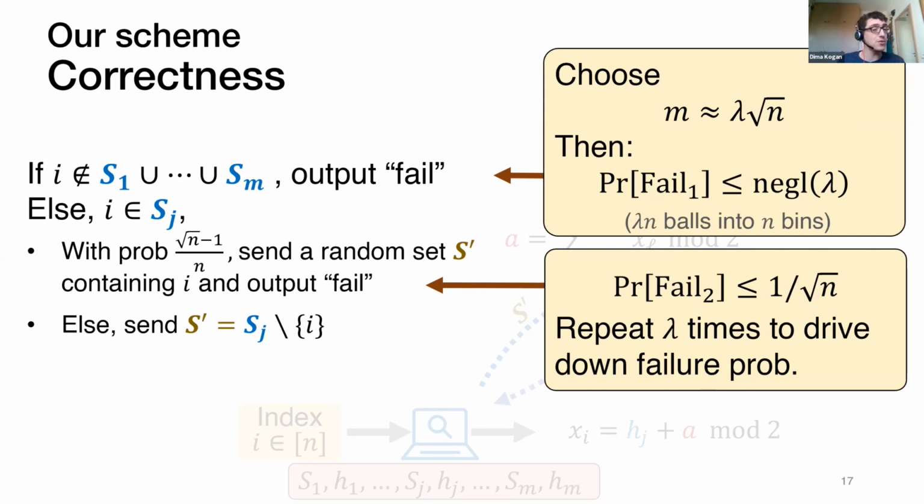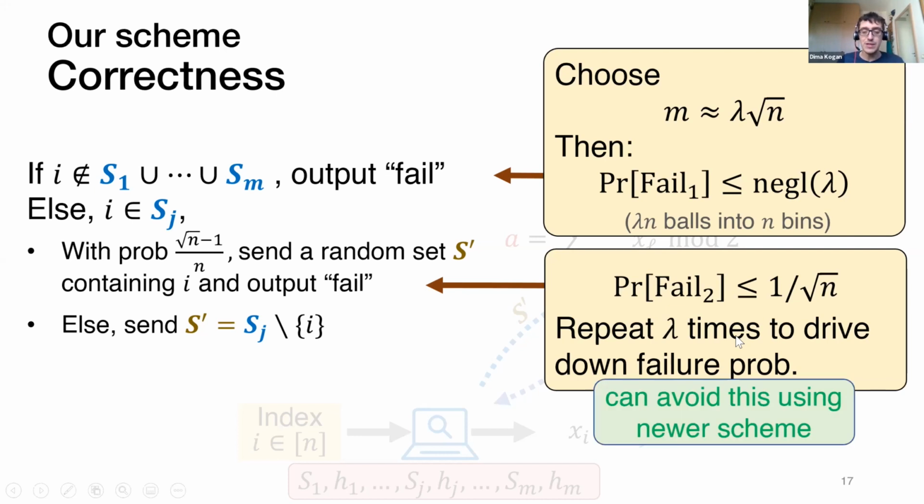And there are two ways to work around this failure event. The first one is to basically repeat the online phase in parallel lambda times, each time tossing this coin at random, and notice that you only need one of the reads to succeed, because when you fail, you know when you succeed. If one of them succeeds, you just use the value that you learned from there. And this introduces another factor of lambda in the online phase, but drives down the failure probability to be negligible.